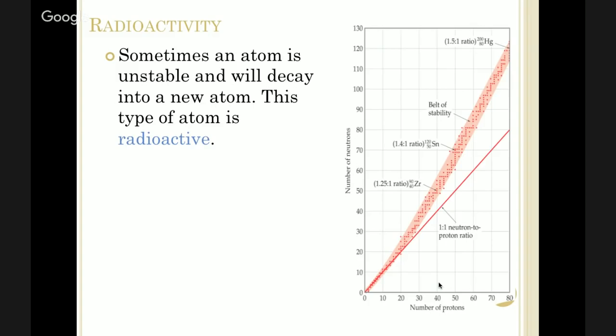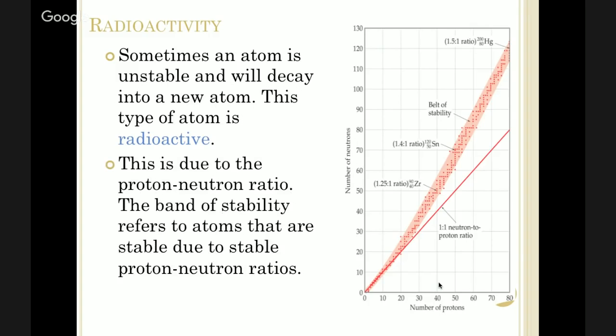So basically, scientists put together a chart, and they found all the stable isotopes, and you can see them right here, what we call the band of stability. Nothing that you really need to know, just a helpful way of explaining why some things are not stable. And that's due to their proton-neutron ratio.